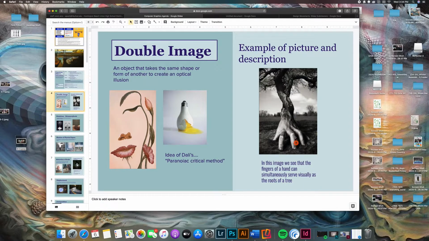So we see here the fingers blend right into the tree, and the fingers look like the roots. It's kind of like a double image. Okay, in this picture here, we have a picture of flowers and also a picture of a face. The lips, the butterflies, the nose, the leaf as the eye.